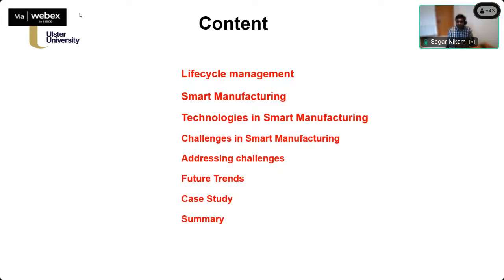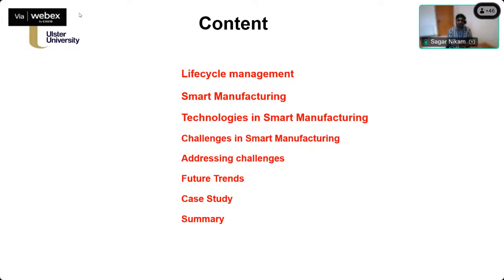But due to environmental impacts or sustainability, as the technology progressed, life cycle was the first important point where smart manufacturing started evolving. And later on, there were different add-on advantages of making the manufacturing processes smart. So next we'll look at smart manufacturing.